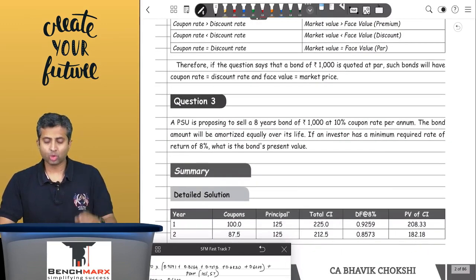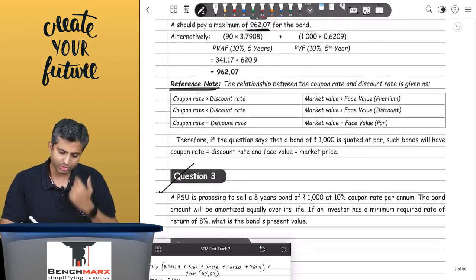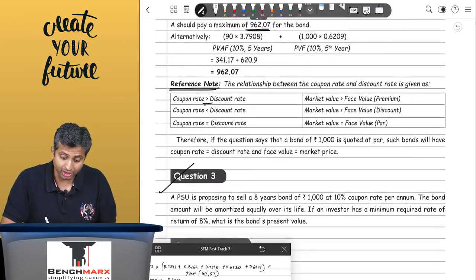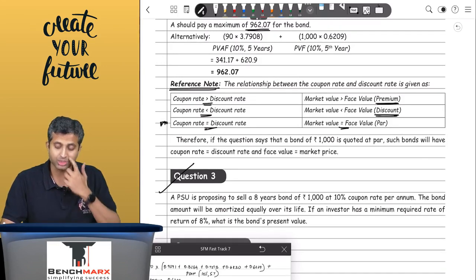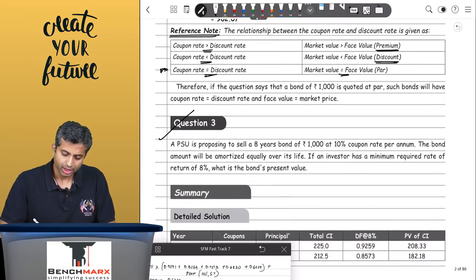Okay, so next we'll go to question number 3. The reference note is very similar to what we had discussed, where we said that if the coupon rate is greater than the discount rate, that is a superior bond and hence it should be at a premium. Coupon rate is less than the discount rate, it is an inferior bond and hence it should be at a discount. Whereas coupon rate is equal to the discount rate, the most important thing, then the market value is equal to the face value, the bond will be at the par value. This is for your reference. Okay, question number 3.